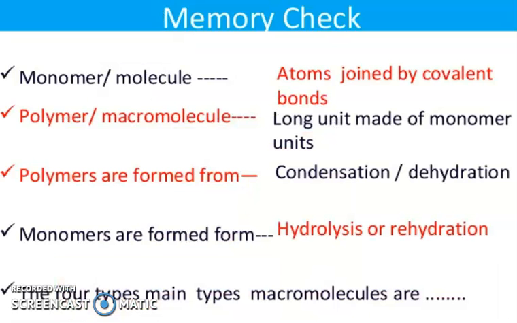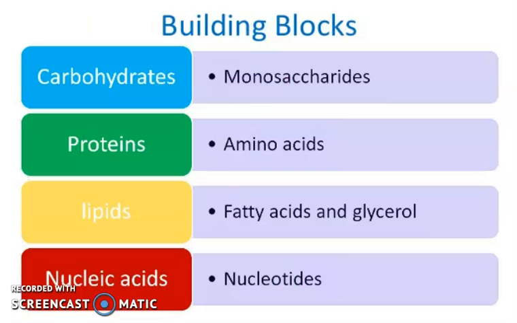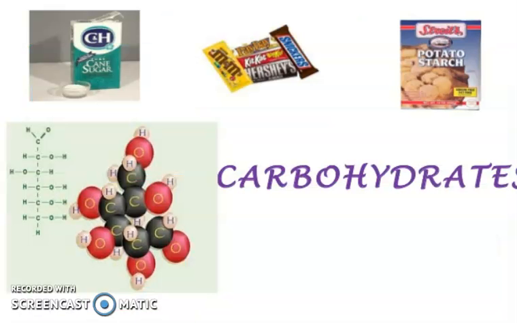Now memory check. Monomers, molecules, atoms joined by covalent bond. Polymers, macromolecules, long units made up of monomer units. Polymers are formed from condensation and dehydration. Monomers are formed from hydrolysis or rehydration. The four main types of macromolecules are carbohydrates, lipids, proteins, nucleic acids. Building blocks: carbohydrate, monosaccharide; proteins, amino acids; lipids, fatty acid and glycerol; nucleic acid, nucleotides.